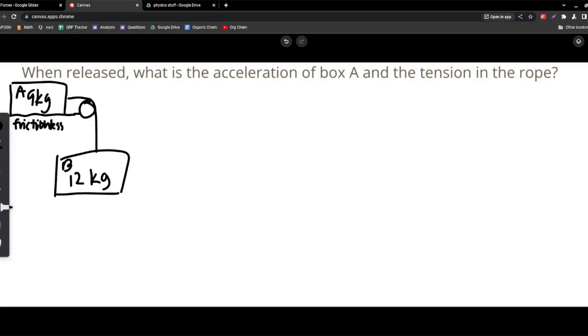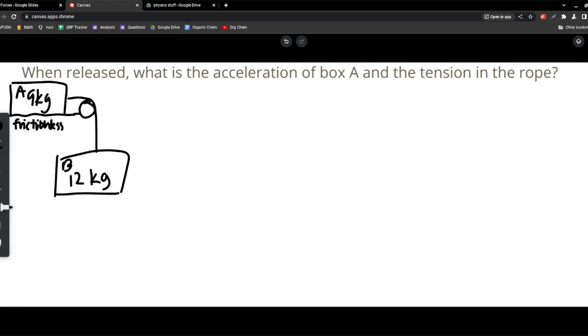And here we have the second force problem without inclines or friction, and we've included a pulley system here. So if we look at this diagram, it's basically asking, when released, what is the acceleration of box A and the tension in the rope?